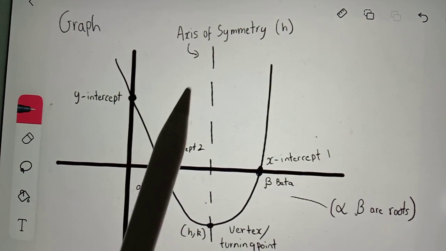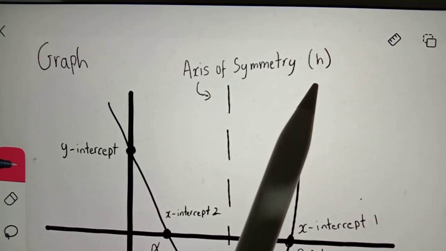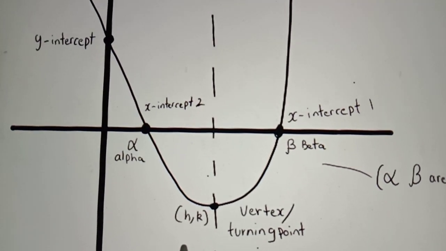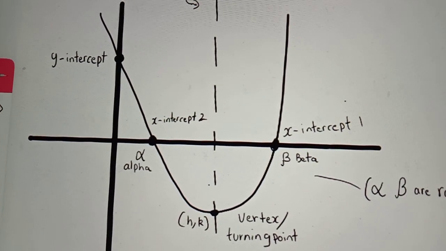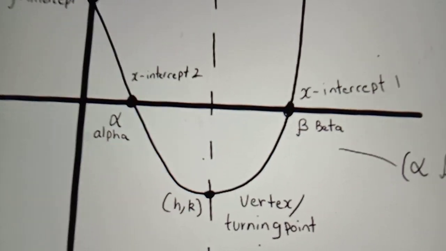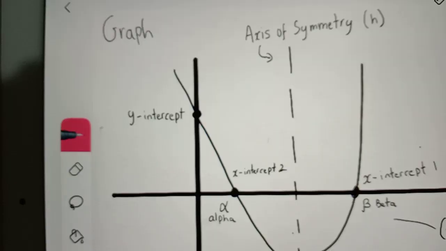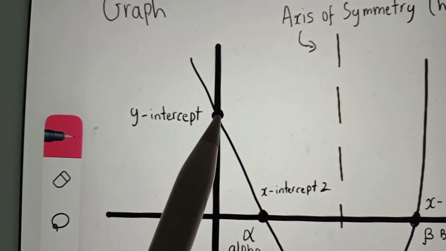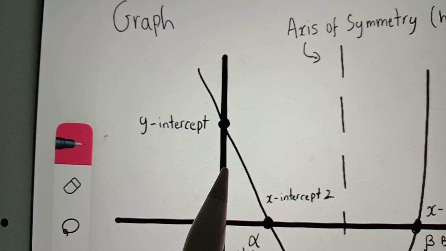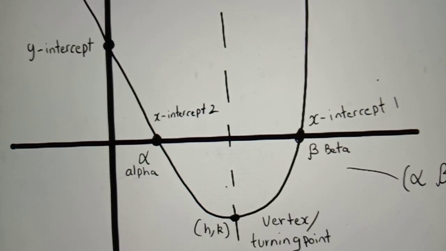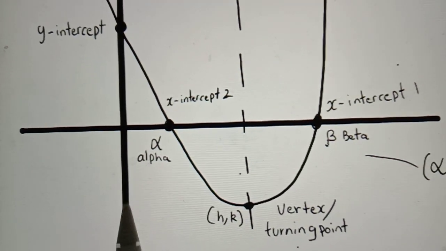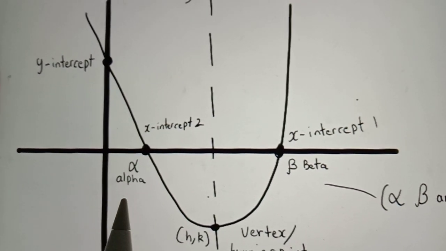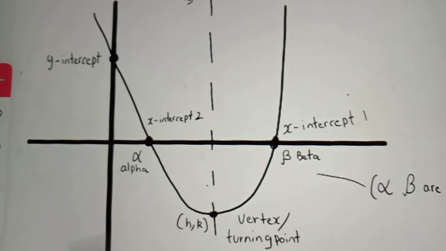On this graph, you can see the axis of symmetry is only just the h value. And over here, h is equal to x and k is equal to y. It's just the x and y coordinates. In the first step, we found the y-intercept, and this is what the y-intercept is. It's on this line, on the y-axis. The roots are just the x-intercepts. This is x-intercept 1, x-intercept 2, which are just alpha and beta.